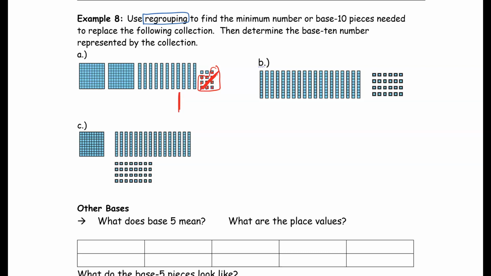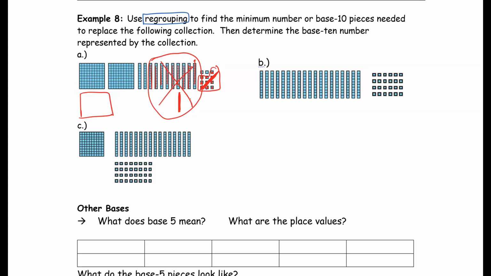Now I'm going to go through and count the longs. So I've got 1, 2, 3, 4, 5, 6, 7, 8, 9, 10. So 10 of these makes a flat. So I cross those off. I made the exchange. It looks messy.